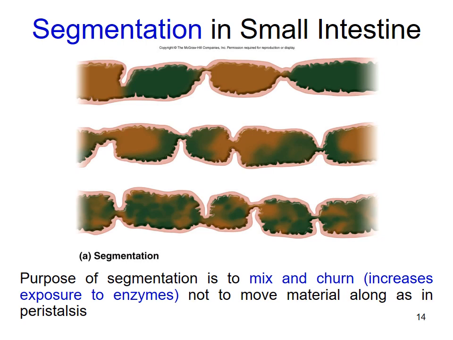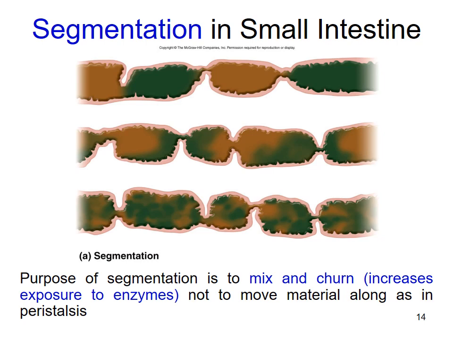The purpose of segmentation is basically to increase the amount of mixing and churning that the chyme does as it's being mixed with the pancreatic juices and the bile. So it really does increase the exposure of the food to the different digestive enzymes. As you can see on the picture right there, they've shown you three little pieces of the small intestines, and everything is broken down into small little segments, allowing the mixing of the food and the digestive enzymes.